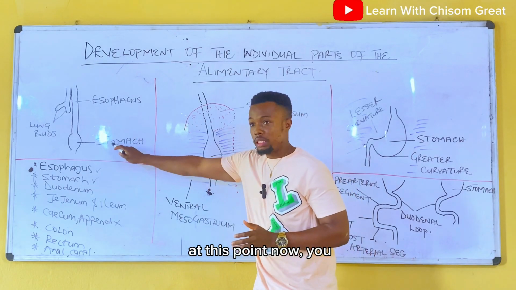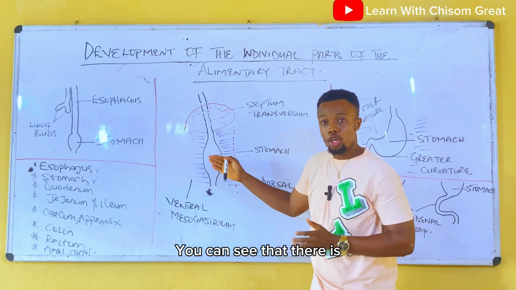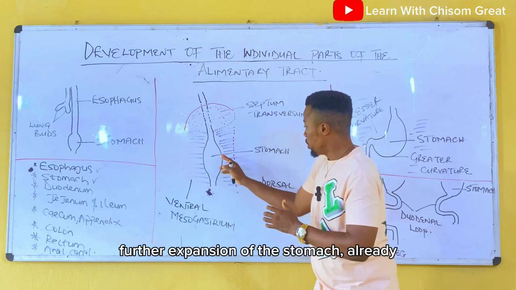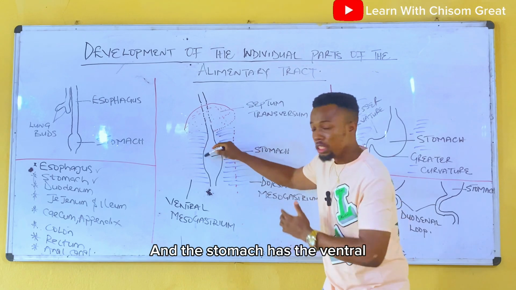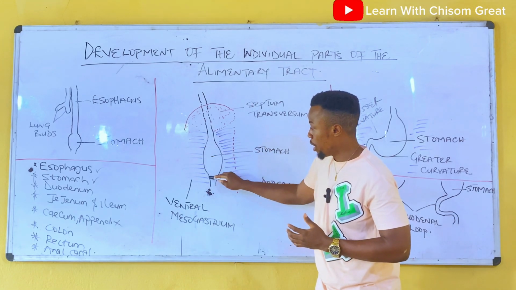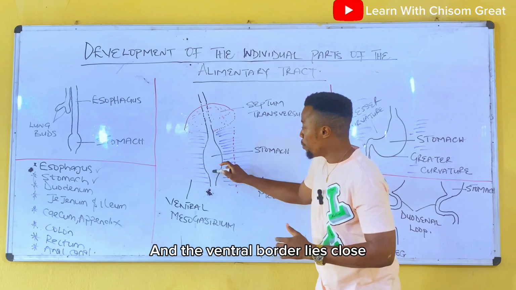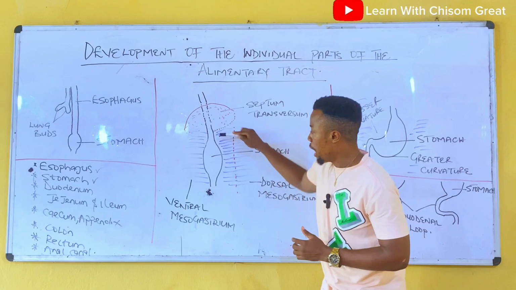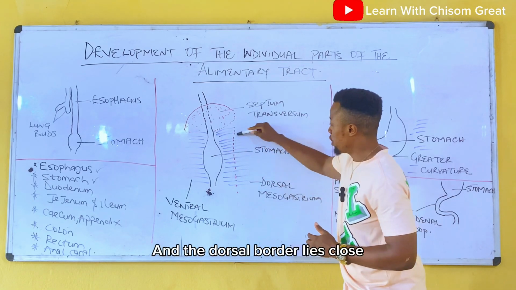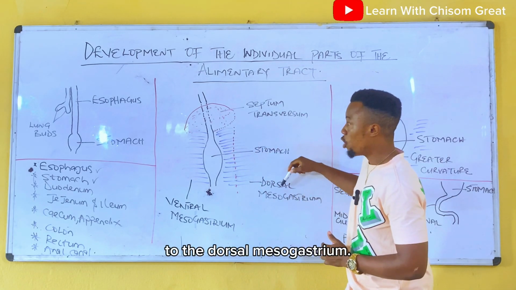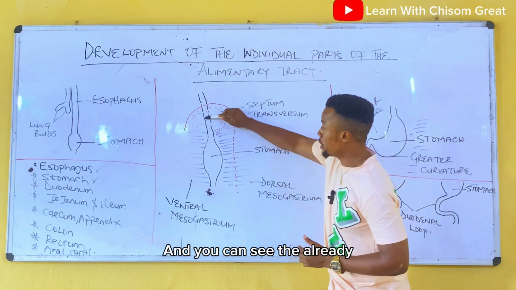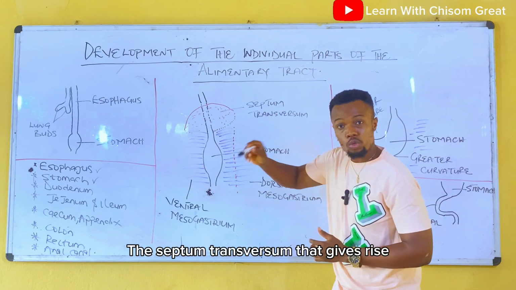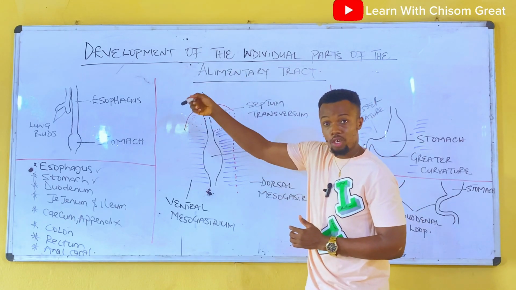Now, at this point, you can compare it with this. You can see that there is further expansion of the already developing stomach, and the stomach has the ventral border. This is the ventral border, and the ventral border lies close to the ventral mesogastrium. This is the ventral mesogastrium, and this is the dorsal border of the stomach, and the dorsal border lies close to the dorsal mesogastrium. And you can see the already developed esophagus. You see the septum transversum, that gave rise to the diaphragm and also the liver, you remember.